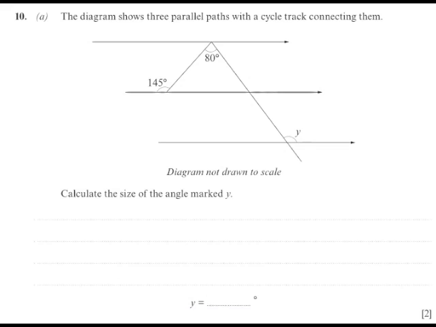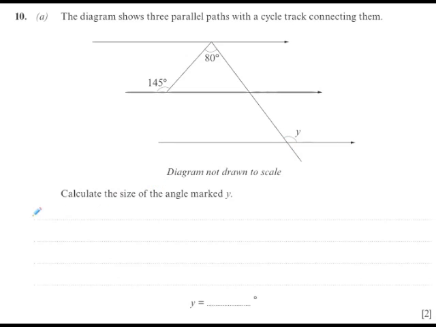I know we like to make maths questions realistic these days to apply to the real world, but this question actually, I think, confuses matters. But anyway, what it says is the diagram shows three parallel paths with a cycle track connecting them. Anyway, there are three parallel paths here, and I'm assuming this is a cycle track.